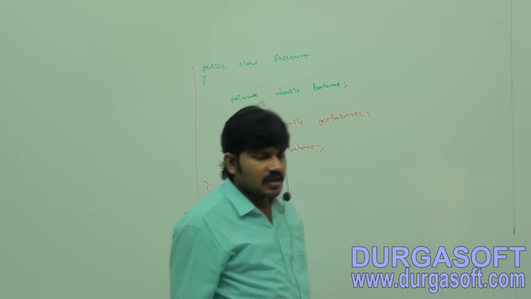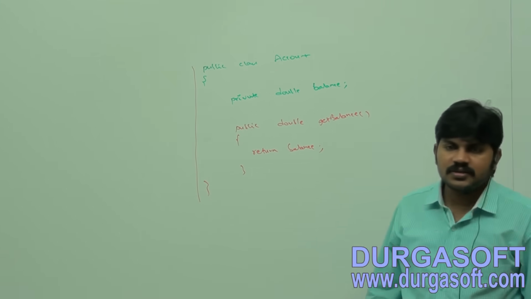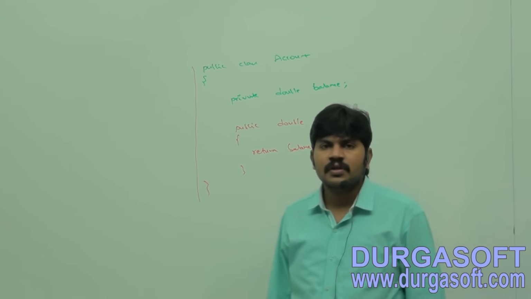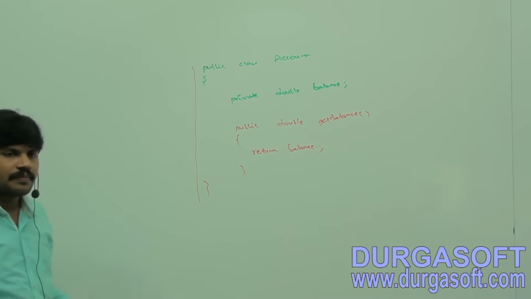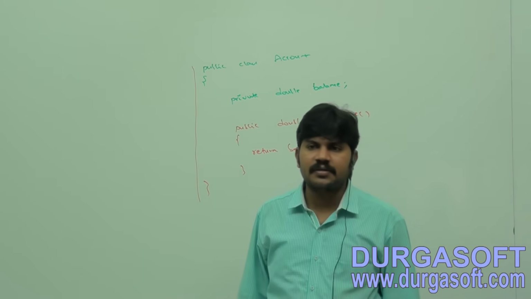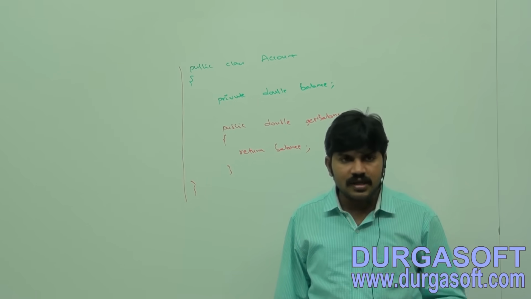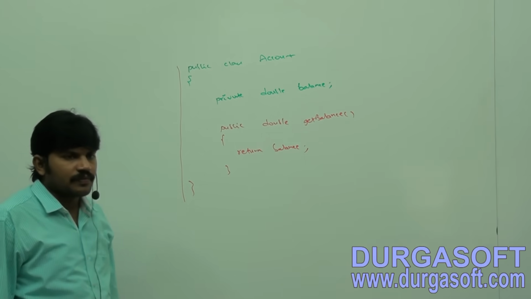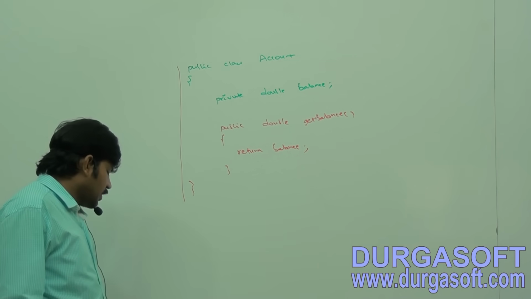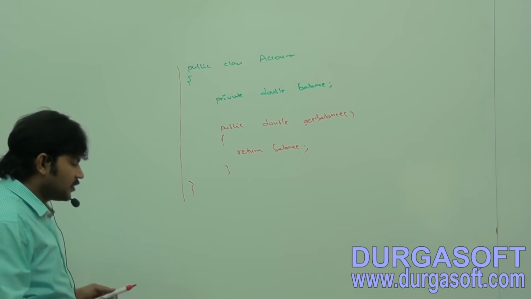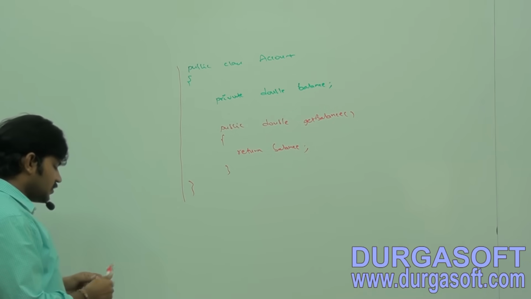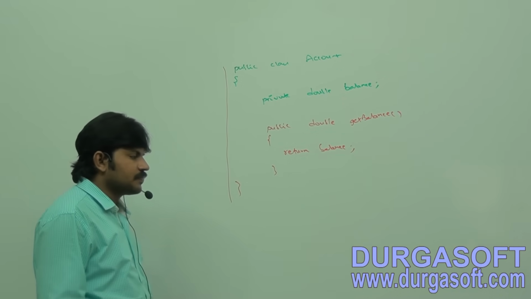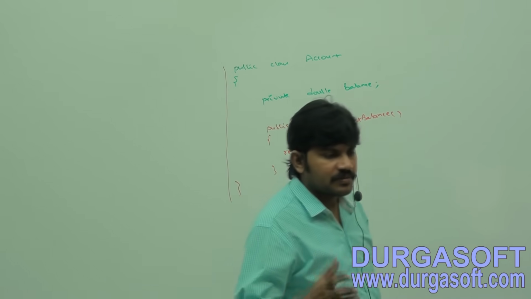Okay, at this point, a class is said to be tightly encapsulated if and only if each and every variable is declared as private.